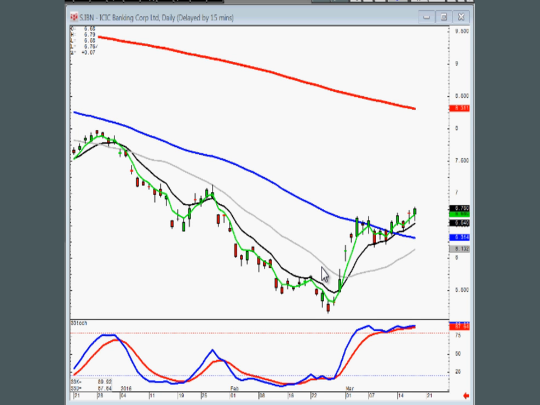Yeah, 5-minute charts is just for trading intraday. So if you're trading intraday, you might use a combination of 1-minute, 5-minute, 10-minute chart.